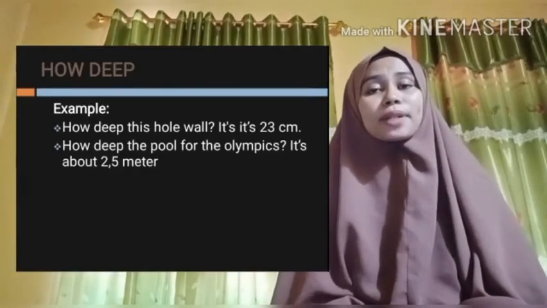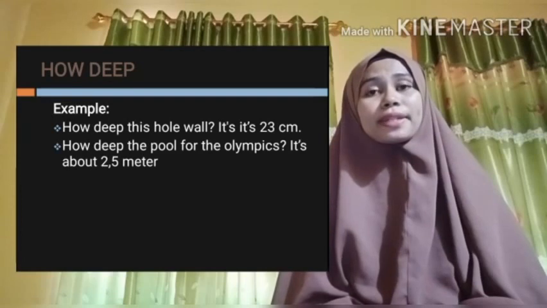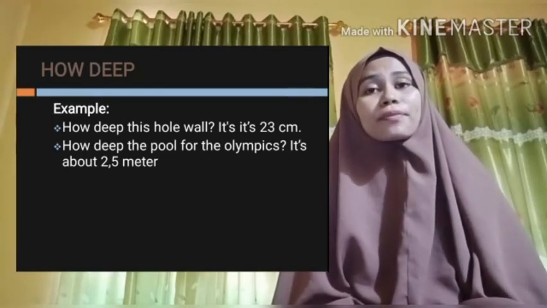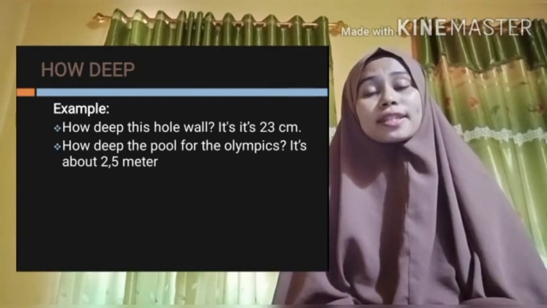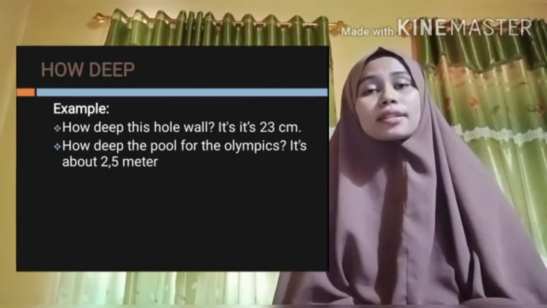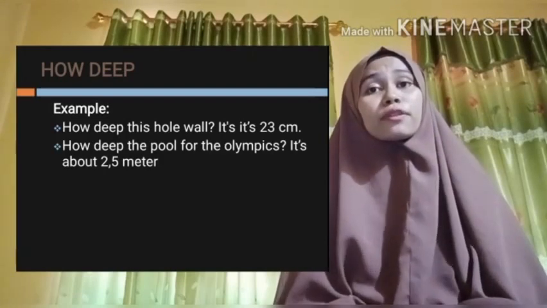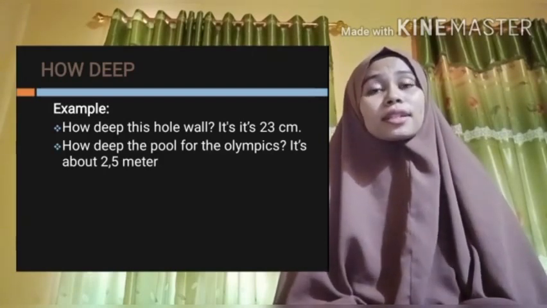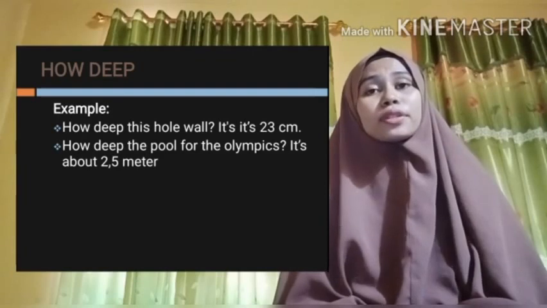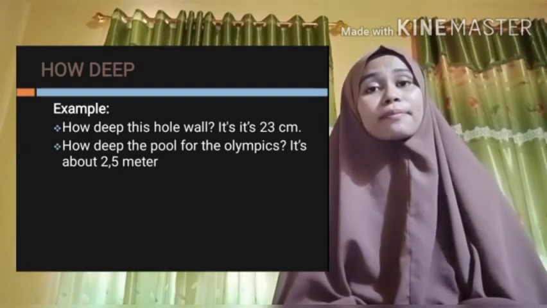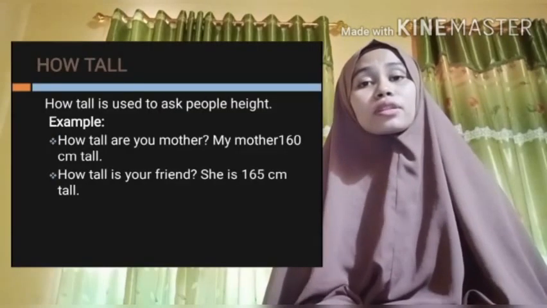Next, about how deep. For example, how deep is this hole wall? It is 23 centimeters. And another example, how deep is the pool for the Olympic? It is about 2.5 meters.